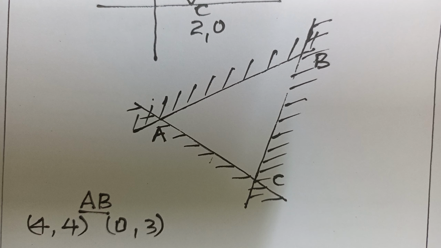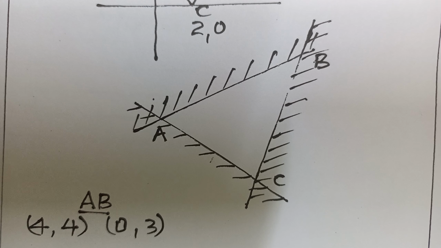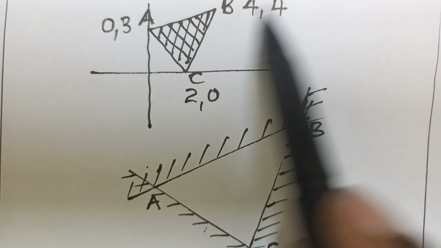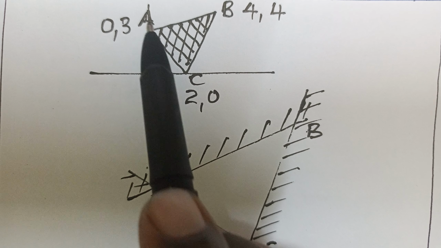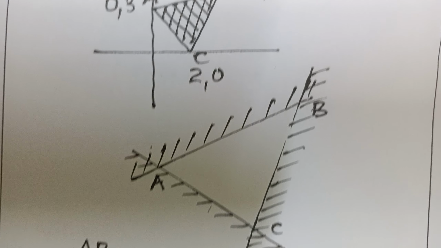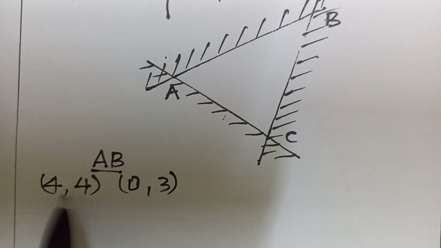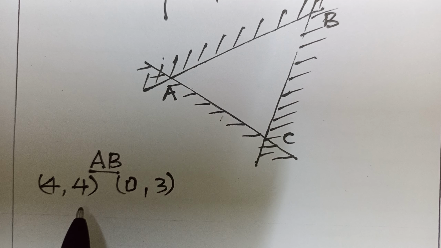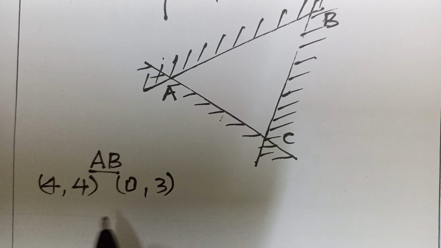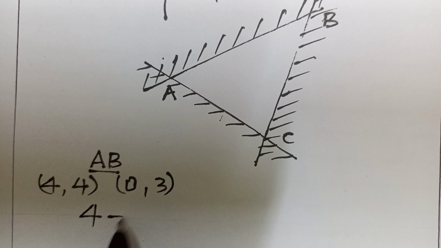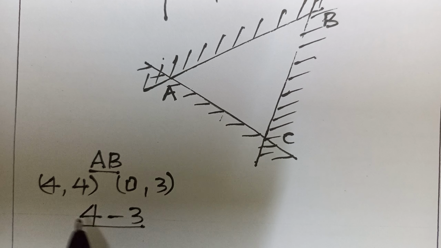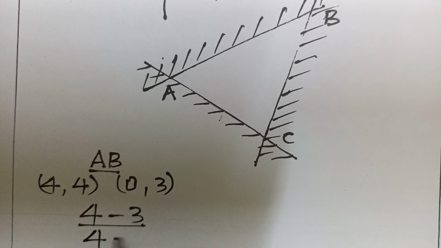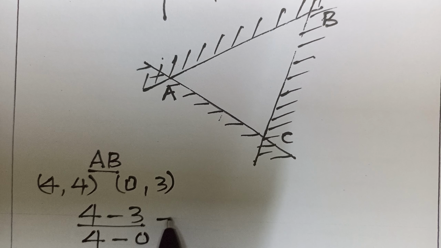And so guys, now I begin to do the question. The first thing, guys, we come and look for the equation of each line. I look first of all for the equation of AB, and I have the details right here. The first thing is to get the gradient, which is y increment. So this comes to 4 minus 3 all over x increment, which comes to 4 minus 0. This now comes to 1 over 4.